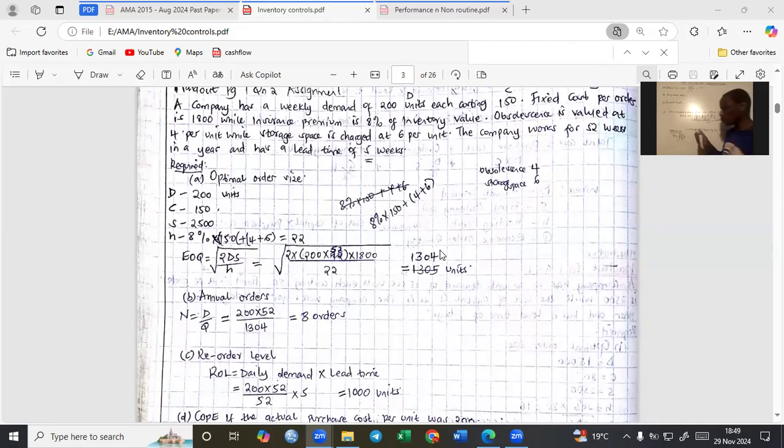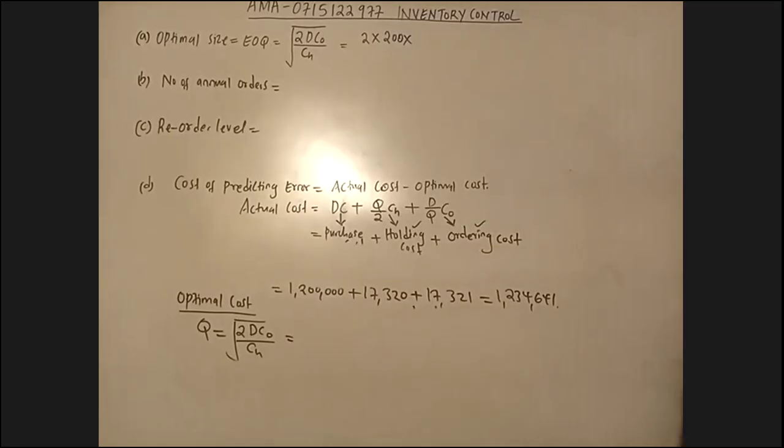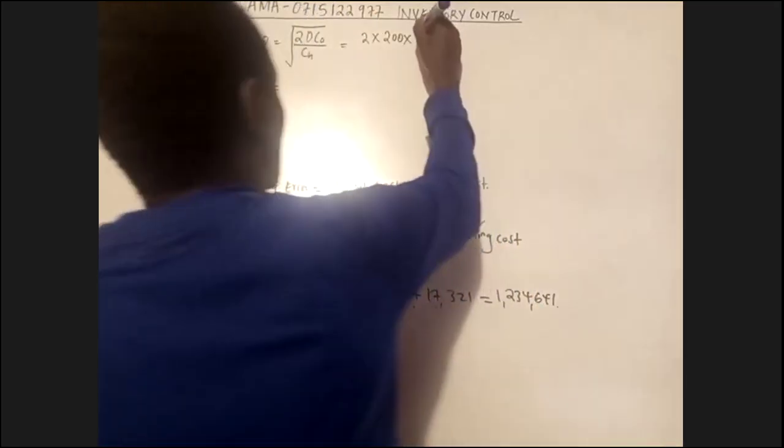So if you look, we have been given 200 units. Now we need to multiply it with... So this one is weekly. So how many weeks do we have in a year? The number of weeks in a year is 52. So we need to multiply with 52 weeks.